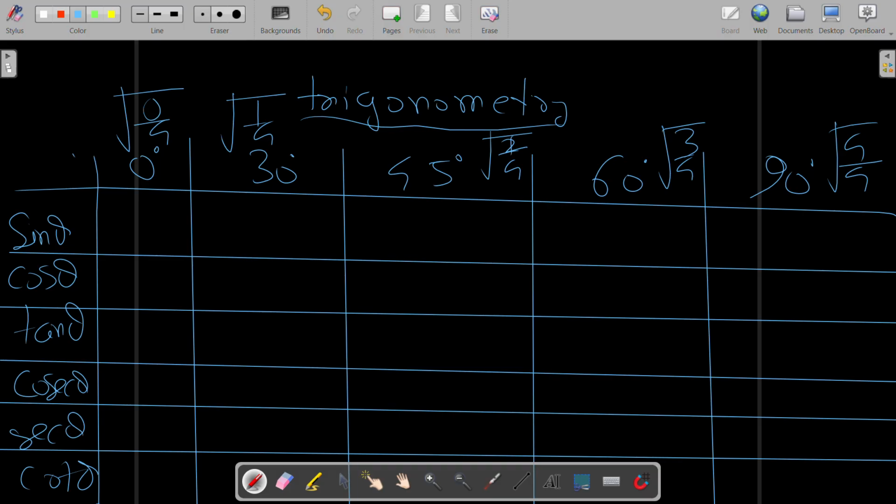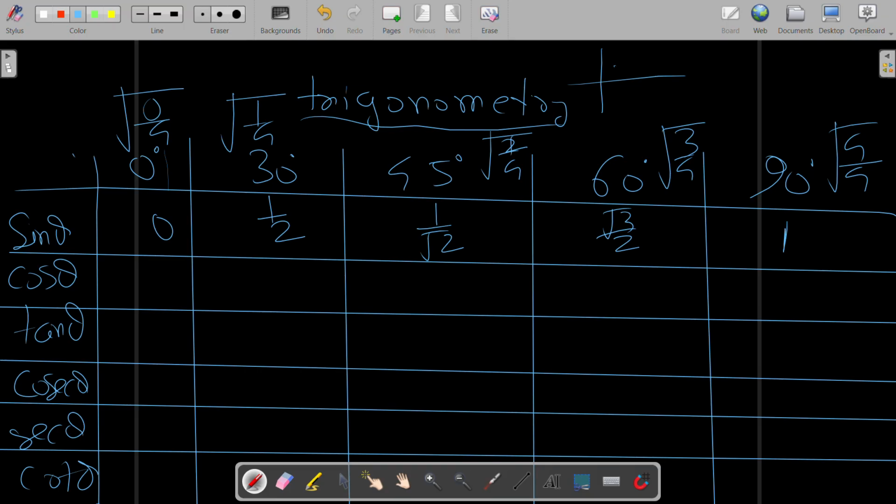So the value of this becomes 0, this becomes 1 by 2, and we are dealing in the first quadrant, at the class 10 level in general. So all these values are positive in the first quadrant from 0 to 90. And this becomes 1 by root 2, this becomes again root 3 by 2, and this becomes 1.